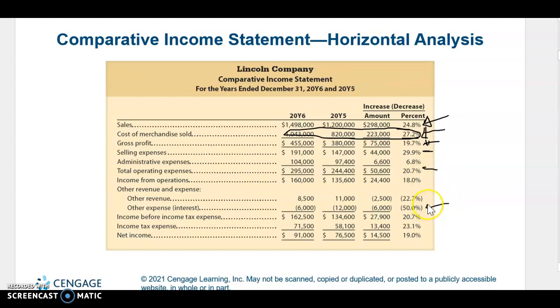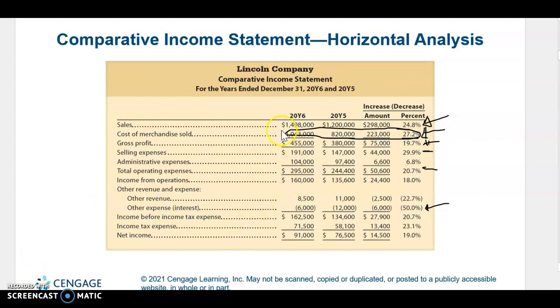This one is a good one. Maybe we paid off a bond because our interest expenses went down by 50%. So that's good that we've gone down on that expense. So you would just go through and look at these items and look for potential red flags of things that we need to take a closer look at to see what's going on.